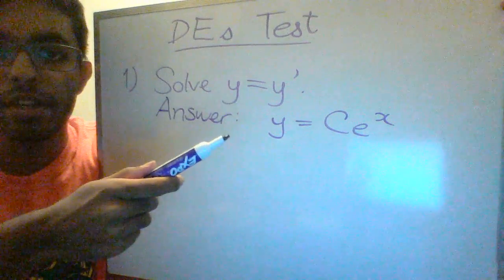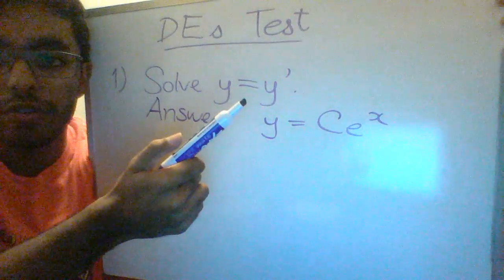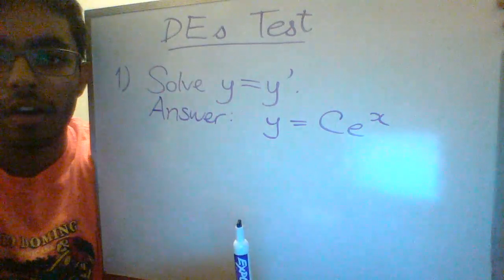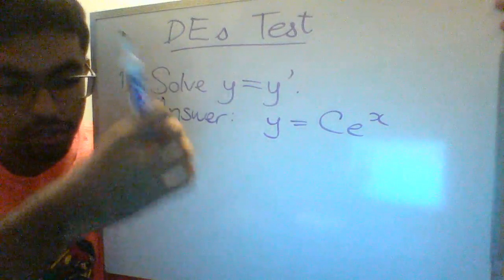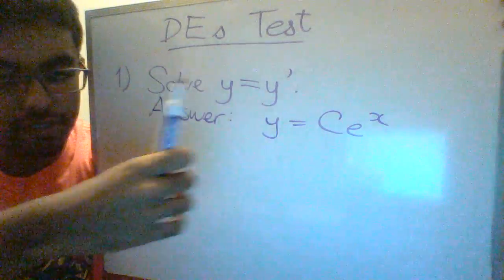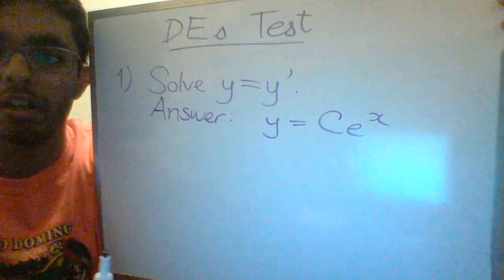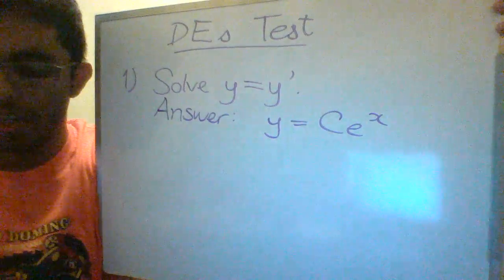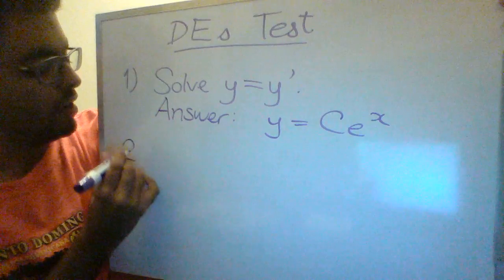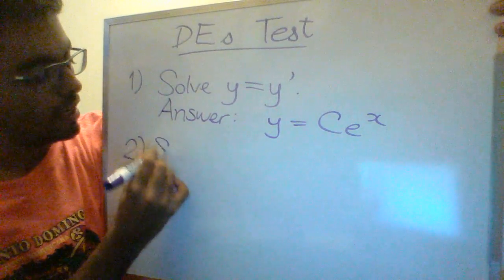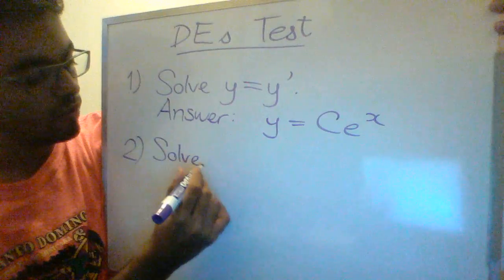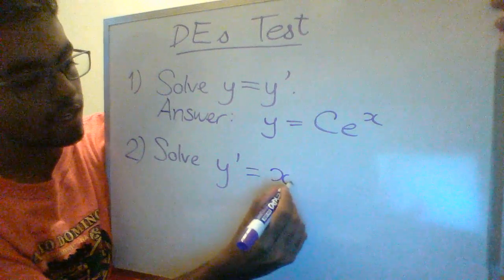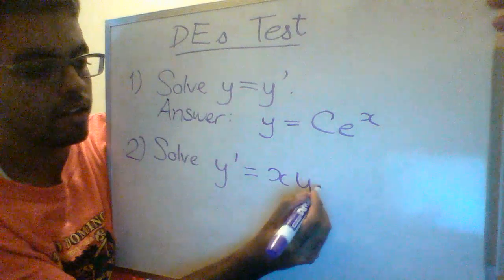So work together if you need to, or work individually, doesn't matter to me, to try and solve this DE, but the long way. I want to see the q is equal to this, and g is equal to this, and mu is equal to this, and plugging it all in. So I want to see all of that for question 1, and I want to see all of that for question 2. And question 2 is solve y prime equals x y.